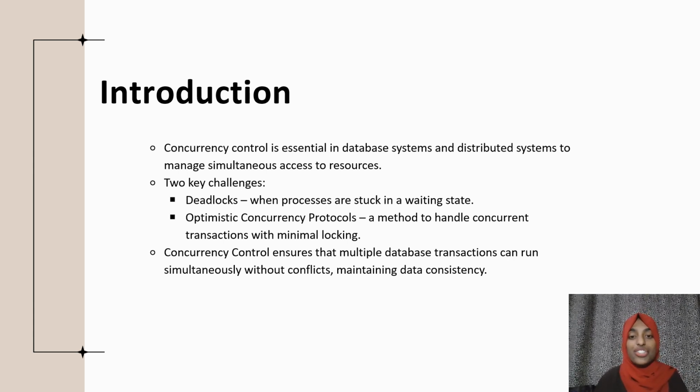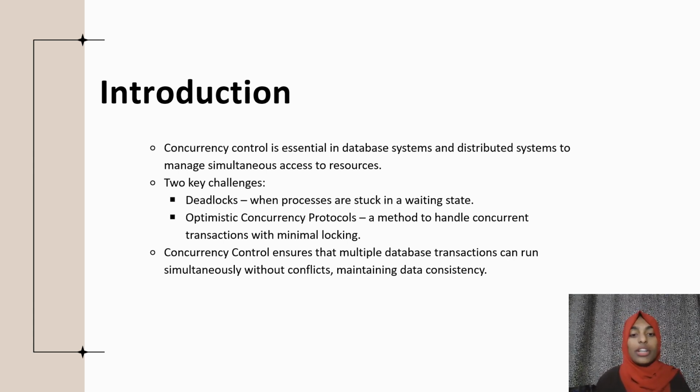Concurrency control is essential in database systems and distributed systems to manage simultaneous access to resources. There are two key challenges we will be facing in concurrency control: deadlocks and optimistic concurrency protocols. So what is a deadlock? When processes are stuck in a waiting stage, it is known as a deadlock. And optimistic concurrency protocols are a method to handle concurrent transactions with minimal locking.